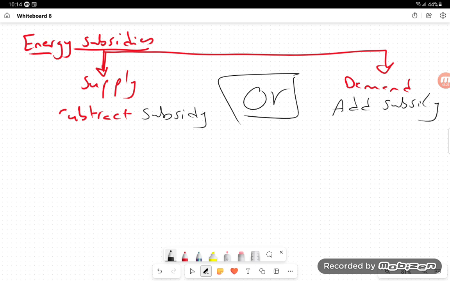So a quick recap. In this chapter, we talked about energy policy. Mainly, we talked about three main tools: controls, whether price or quantity controls, taxes, and finally subsidies.